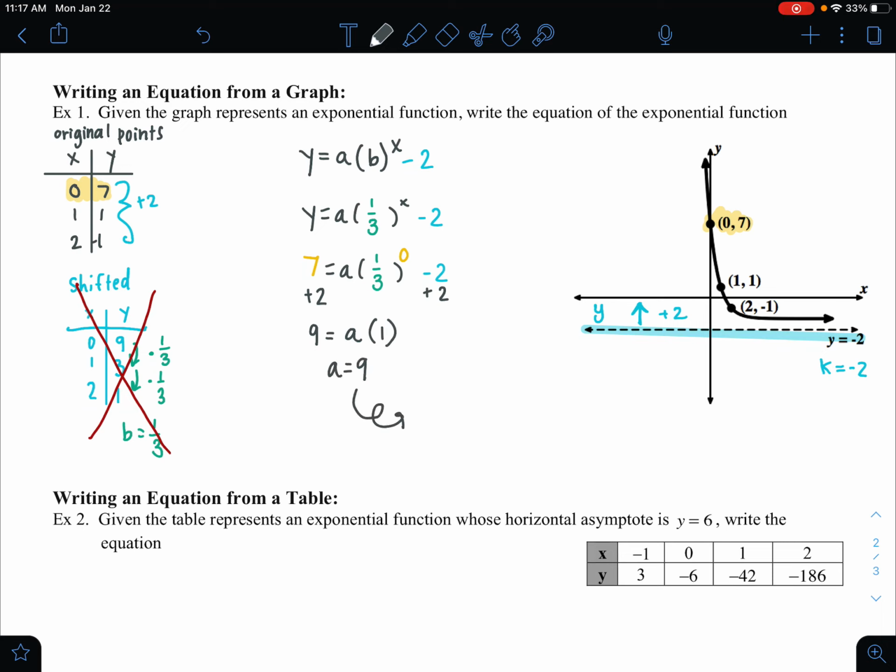We're not done though, we have to write our equation. So our final equation is y equals 9 times 1/3 to the power of x minus 2.